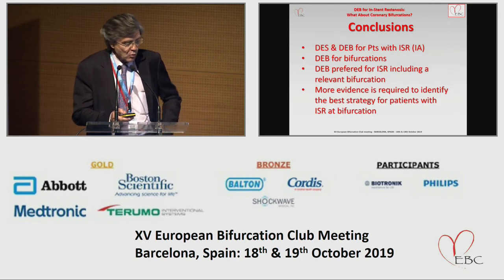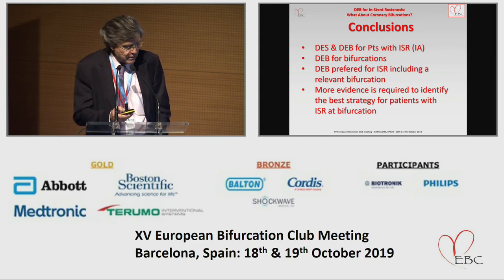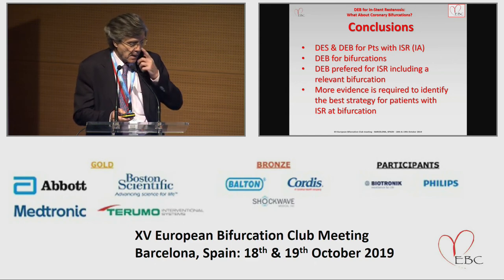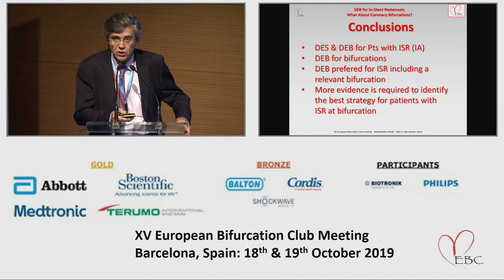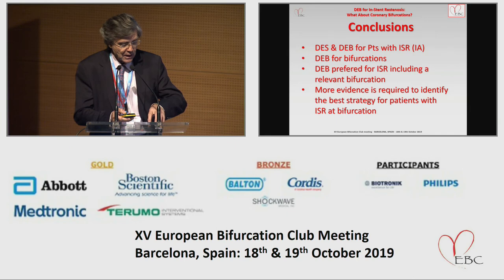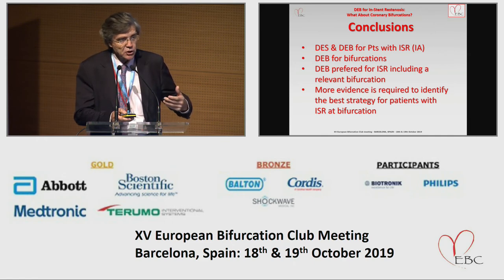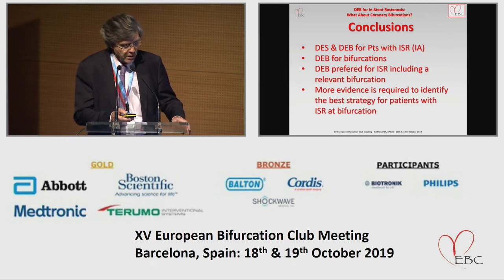So I think my conclusions here will be that both drug eluting stents and drug eluting balloons are indicated for patients with in-stent restenosis with good results. And you know, this is a type 1A recommendation from the European Society of Cardiology. There is plenty of observational data and some randomized studies data suggesting the value of drug eluting balloon for bifurcation. It is very attractive to finish a provisional stenting strategy when the side branch needs to be treated with a drug coating balloon, but data there is not so powerful. This is why it's not in the guidelines.